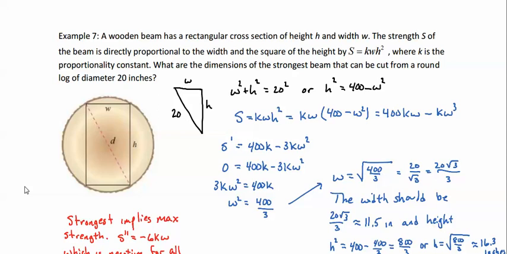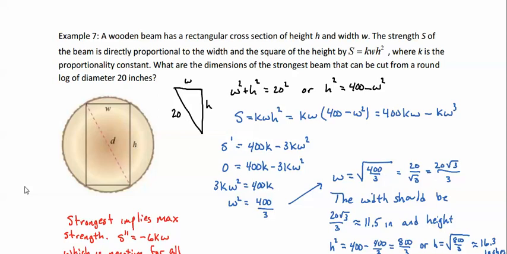Now, why did I want to solve for h squared? Look at our formula. We want to get the strongest beam. So the strength is S. I want it strongest, so I want a maximum strength. Being able to interpret the words is very important. For a maximum strength, the S formula is going to be my primary equation. Because I want it maximum, I want to find the derivative.